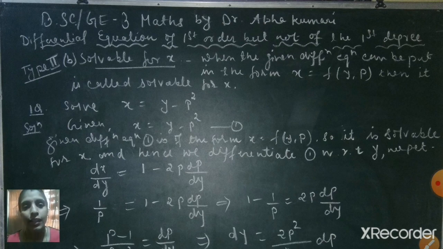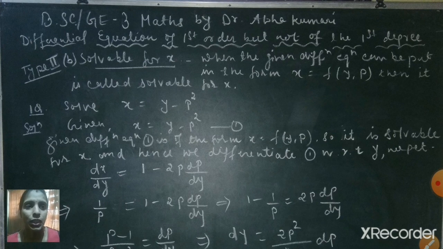Today our topic of discussion is differential equation of first order but not of the first degree. Earlier, in the previous lecture, we have seen how we can solve equations of case 2a, which is solvable for y. And today we will see type 2b, solvable for x.